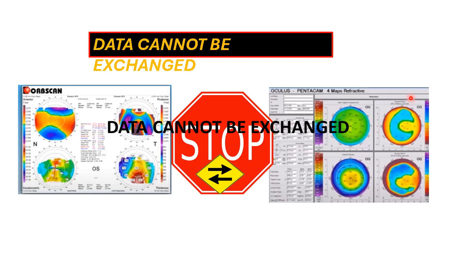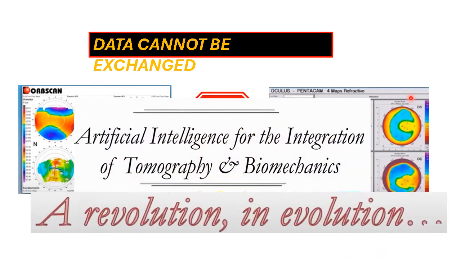For example, the same thing in perimetry: you cannot interchange the data between, for example, Octopus perimetry and Humphrey perimetry, and you cannot transfer the data from, for example, the OCT from Nidek system and Topcon system and so on. So this led to the introduction of artificial intelligence in the field of ophthalmology.